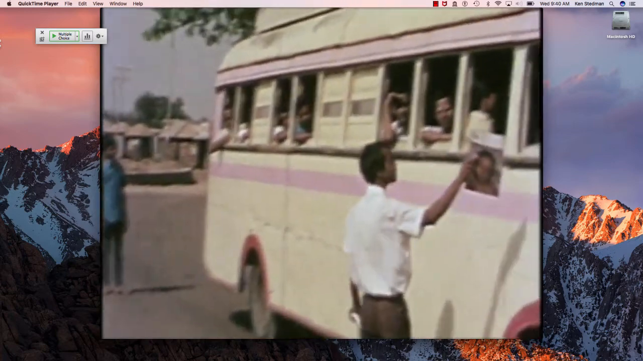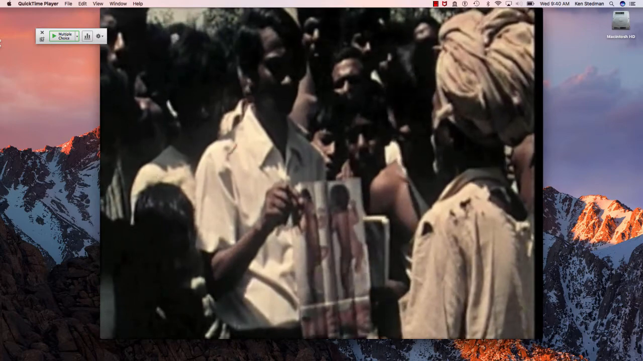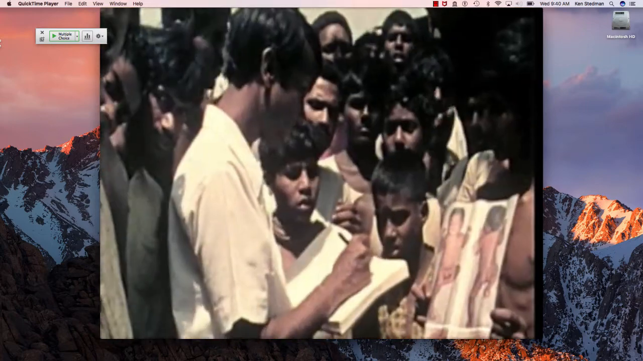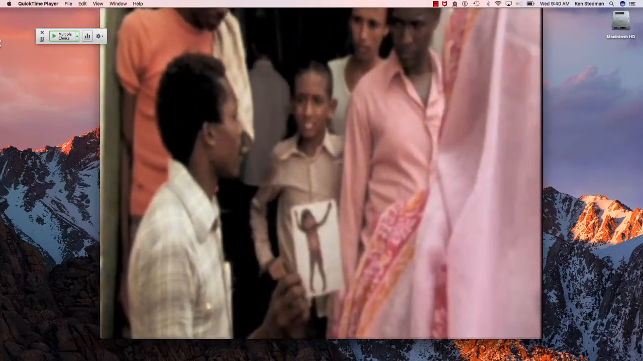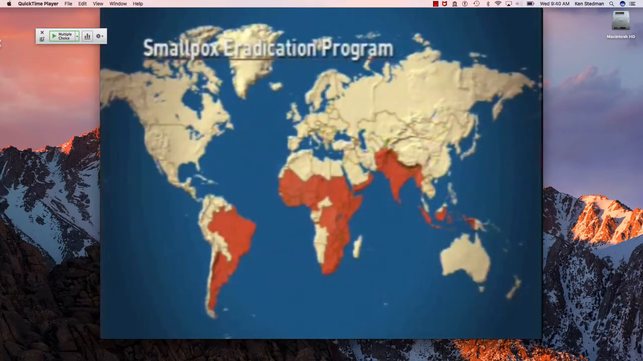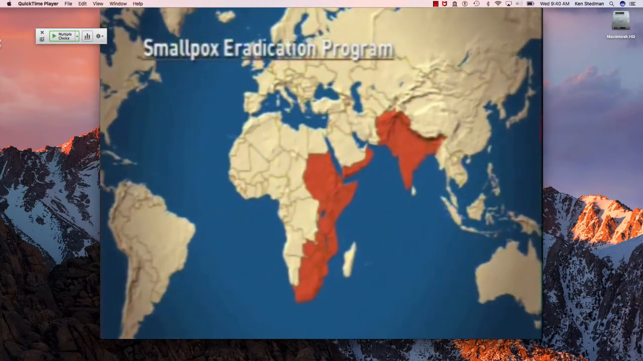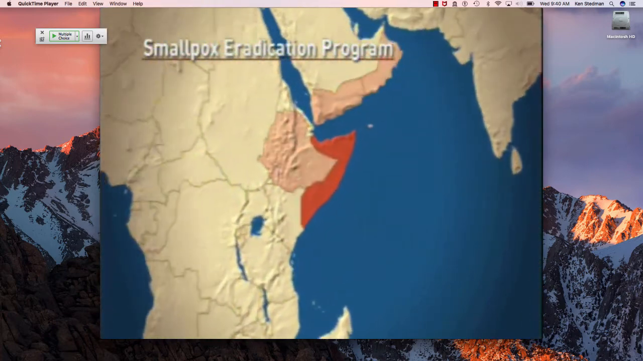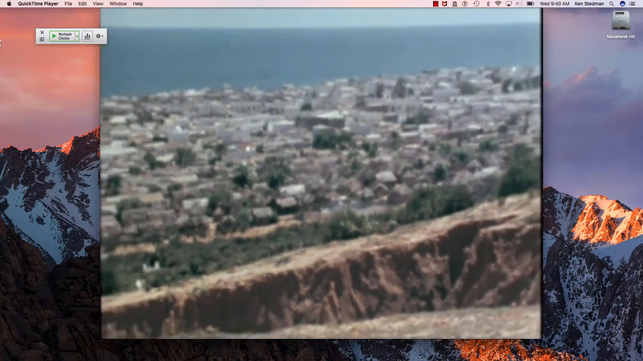But teams still had to go out and hunt it down. A photo of a baby with smallpox said everything people needed to know to help find the victims. Slowly, one needle at a time, the killer was cornered. By 1977, smallpox survived in just one country in the world, Somalia.